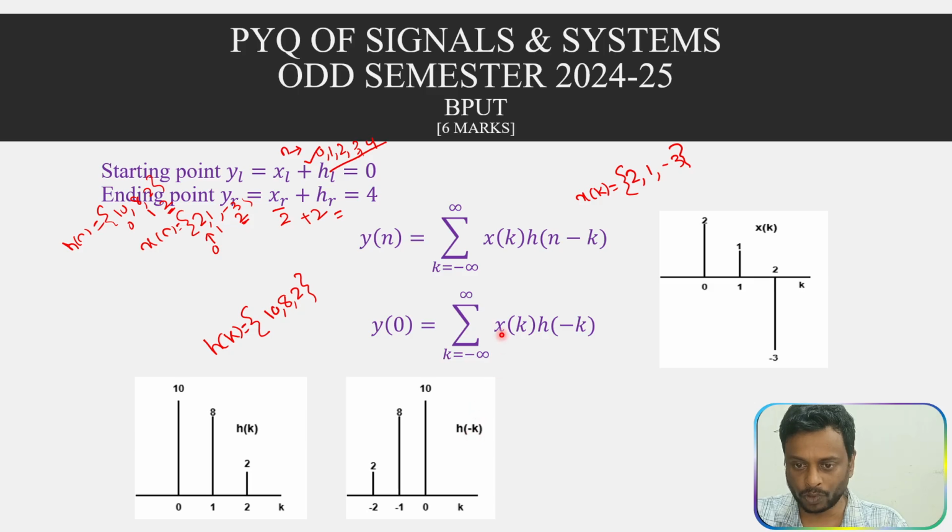So let us multiply it with x of k. So that will be our y of 0. Okay. So this multiplication would be point by point multiplication. So at 0 the value is 2. At 0 the value is 10. Okay. So it will be 2 into 10.